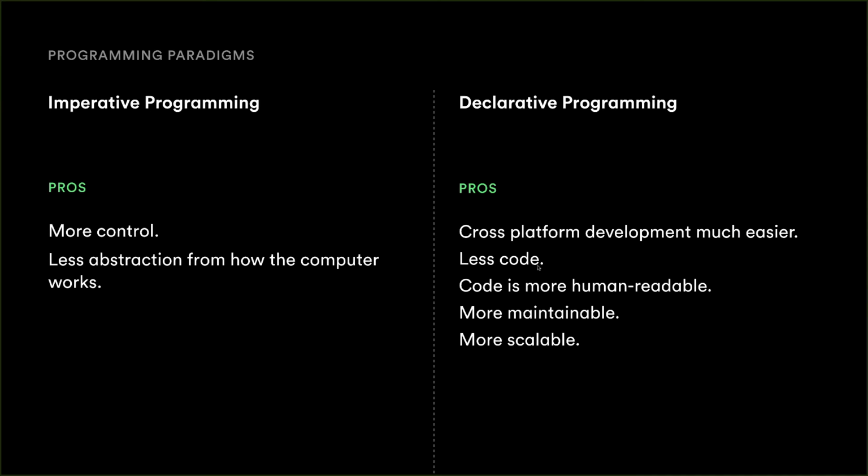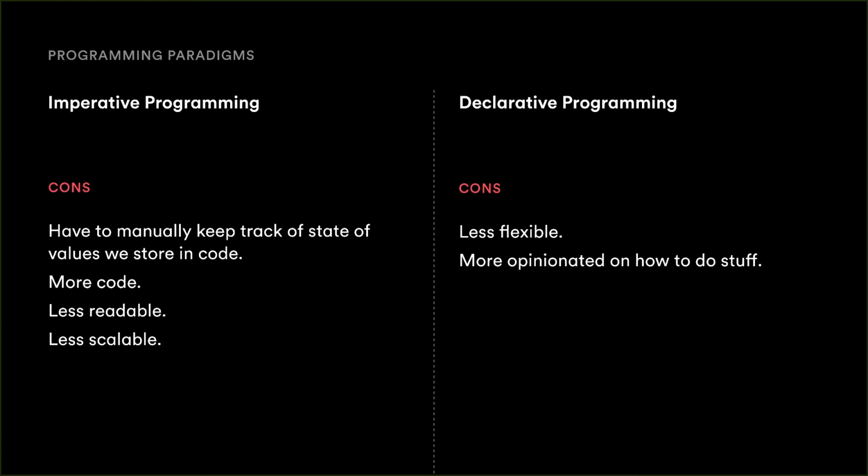Another pro of declarative programming is that there's usually a lot less code. It's more human readable. And also more maintainable and scalable. Well, what about the cons? The cons of imperative programming is that you have to manually keep track of the state of values that you store in code. It's usually a lot more code, and it's harder to read and not as scalable. And declarative programming, the cons are that it may be less flexible, the frameworks tend to be a little bit more opinionated on how you should do certain things. So just some things to consider there.